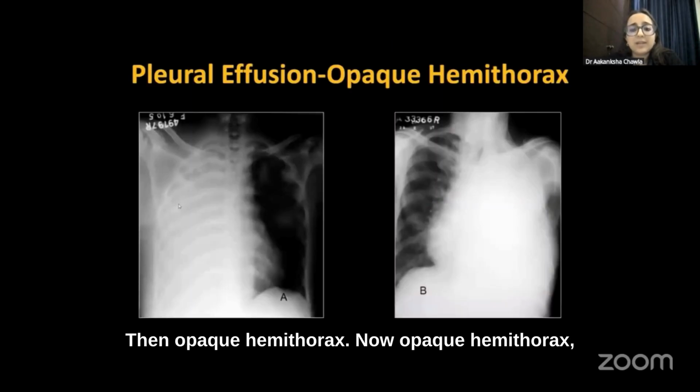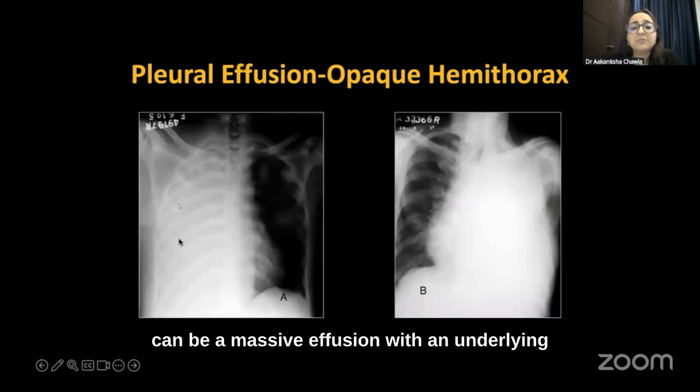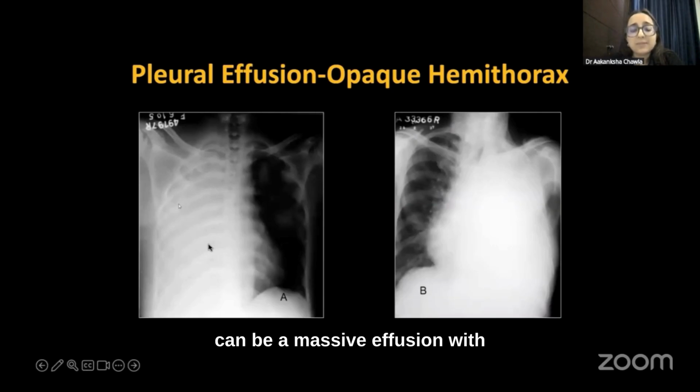Then opaque hemithorax. Opaque hemithorax can be a massive effusion with an underlying collapse, or a massive effusion with an underlying lung mass associated.